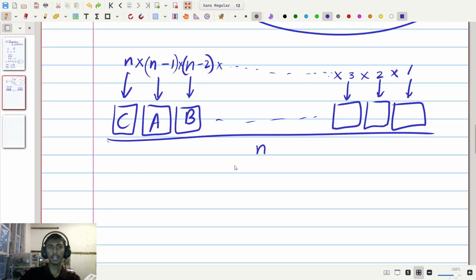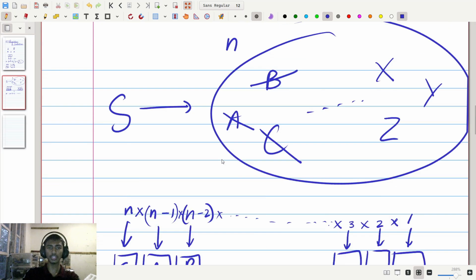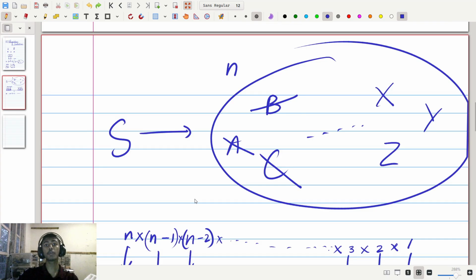This is denoted as n factorial, as in n factorial is the product of n times n minus 1 times n minus 2 times n minus 3 all the way down to 3 times 2 times 1. n factorial is the product of all positive integers all the way down to 1. So given this, we can now see that if we use this notation, then the total number of ways in which we could permute a set of n total elements is simply n factorial.